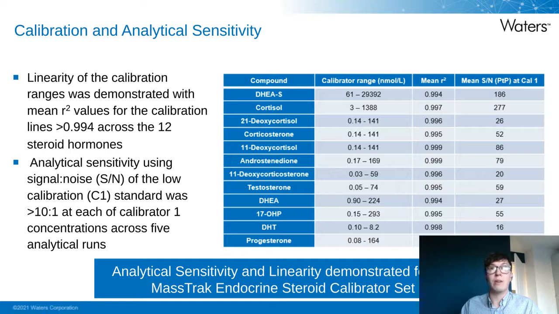So moving on to calibration and analytical sensitivity, the mean correlation coefficient of the calibrators and mean signal to noise of the Cal1 calibrator from 5 analytical runs are shown in the table here. So we have mean R-squared values which are greater than 0.994 across the respective calibration ranges for the 12 steroids. And the signal to noise of the Cal1 was greater than 10:1 across the 5 runs. So this does demonstrate that the linearity and analytical sensitivity of the method can be achieved using the MassTrak Endocrine Steroid Calibrator set and an in-house methodology.